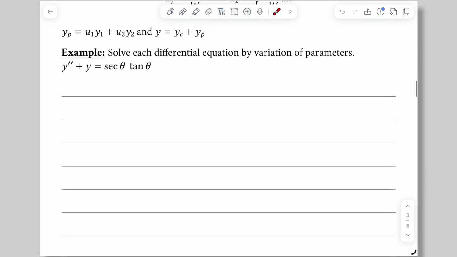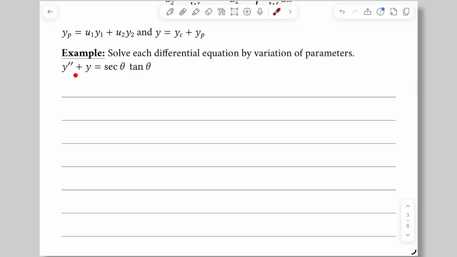Here the equation we're going to work with is y double prime plus y is equal to the secant of theta times the tangent of theta. Since this is already in standard form, that is the f, in this case, of theta that we're going to be using. First thing we need to do, solve the auxiliary equation to find the complementary function.